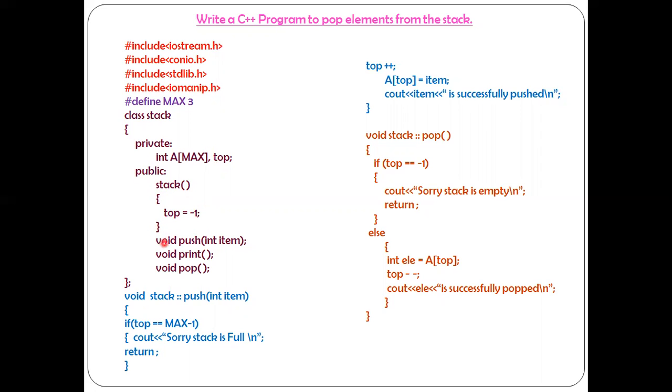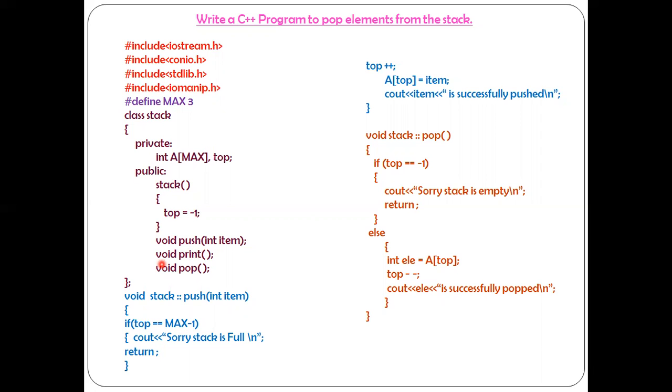Fine. And we have just declared 3 member functions. Have a look at this: void push(int item), void print, void pop. 3 member functions were declared inside the class, and they are going to be defined outside the class. Got the point? So first, the C++ program execution starts from which particular line?